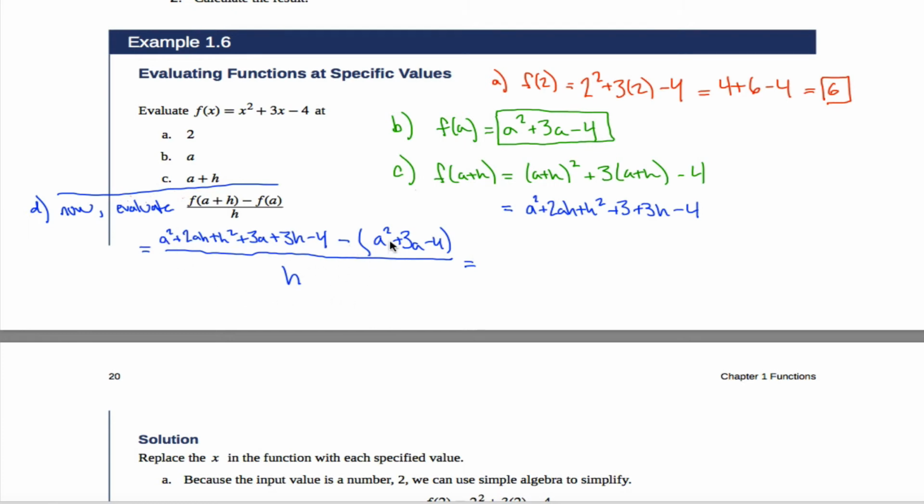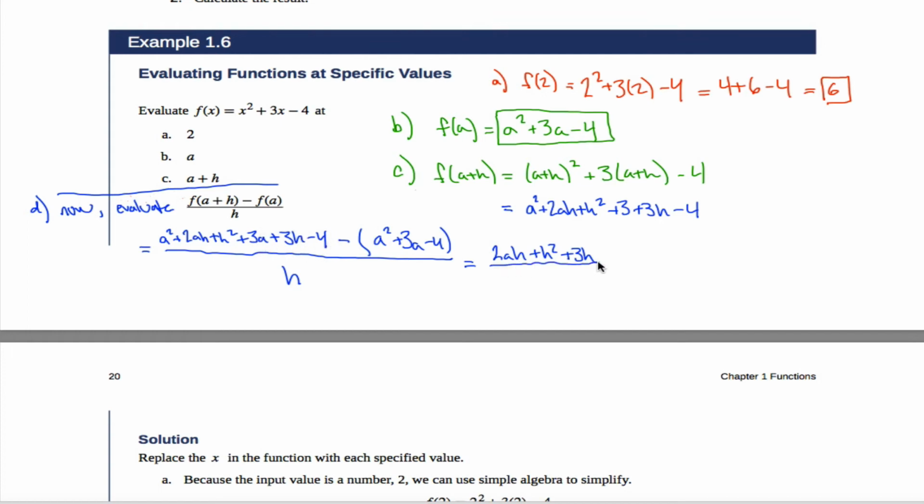I can say a squared minus a squared. That just cancels out. And then I got a 3a here minus a 3a here. Maybe now you see the importance of these parentheses, because otherwise you might think 3a and 3 more a is 6a, but it's not, because there's 3a minus 3a. So those would cancel. And negative 4 minus another negative 4 is the same as negative 4 plus 4, and that cancels also. So when all that dust settles, I'm left with 2ah plus h squared plus 3h. This thing canceled out. I still have this one and this one.